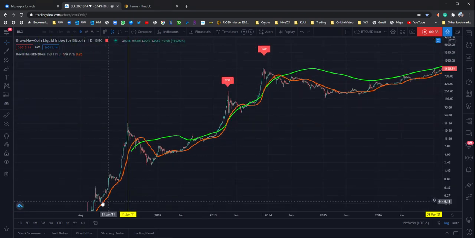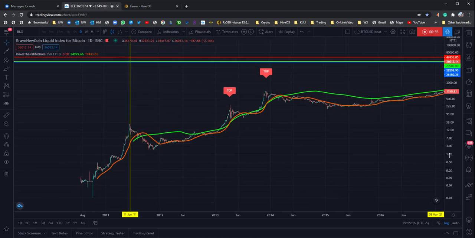So as you can see, we've got the orange line here, and we've got the green or the lime line here. And whenever the orange crosses the green, it signals a top. Obviously, we couldn't signal this top because we don't have enough data behind us to predict that. Had we had more data, we probably would have seen that. So we had a cross here.